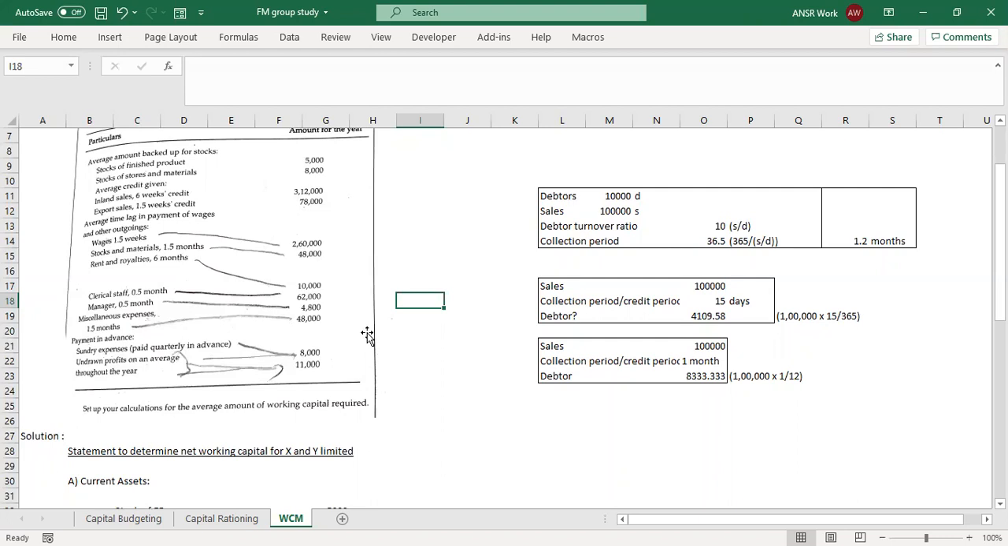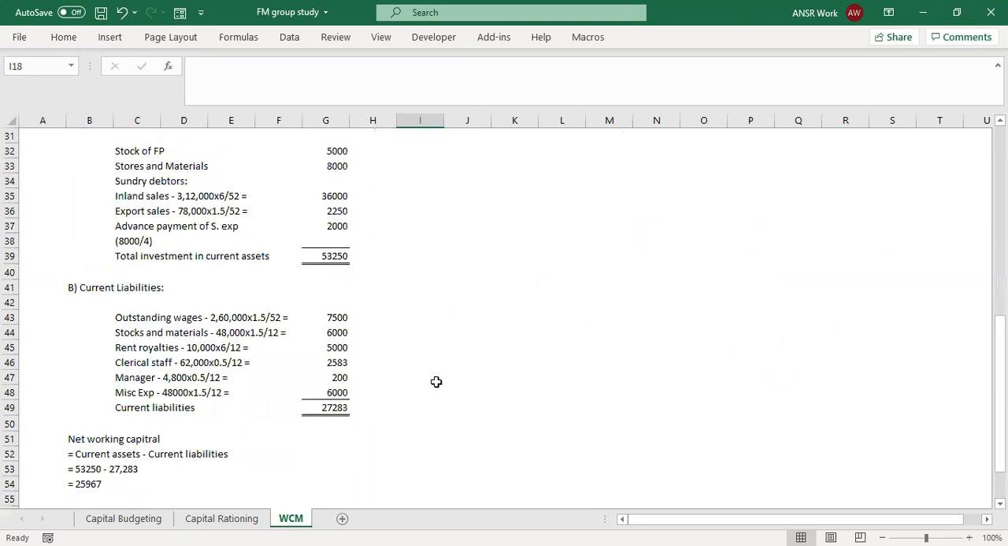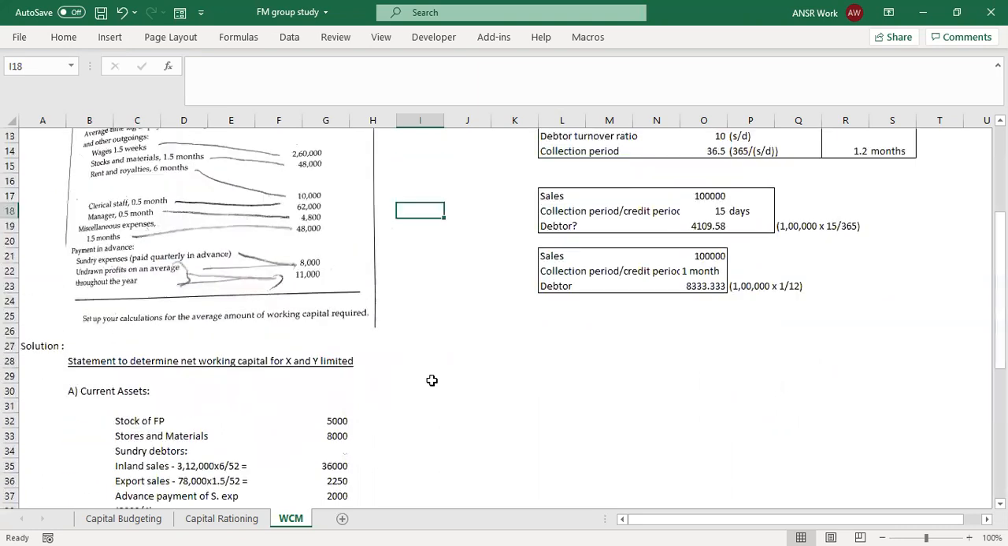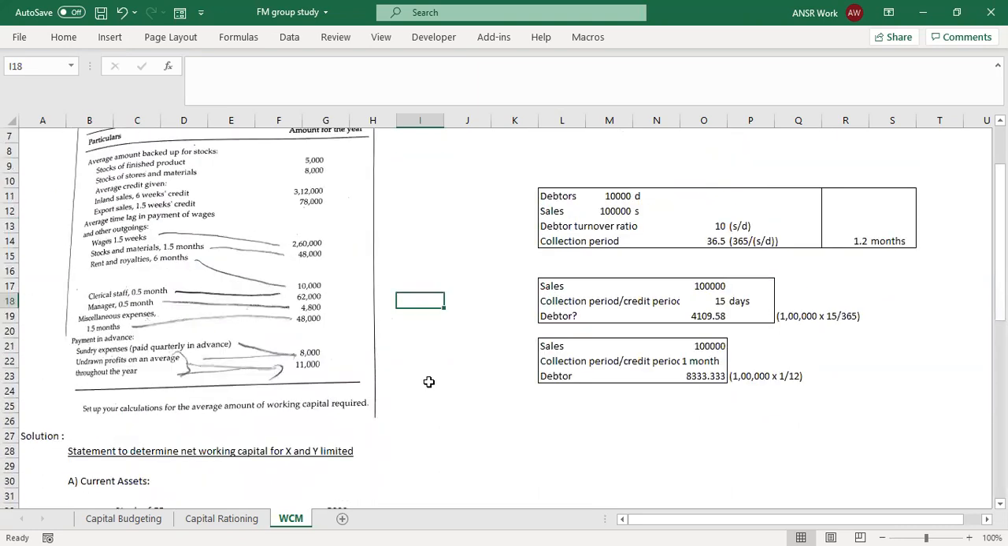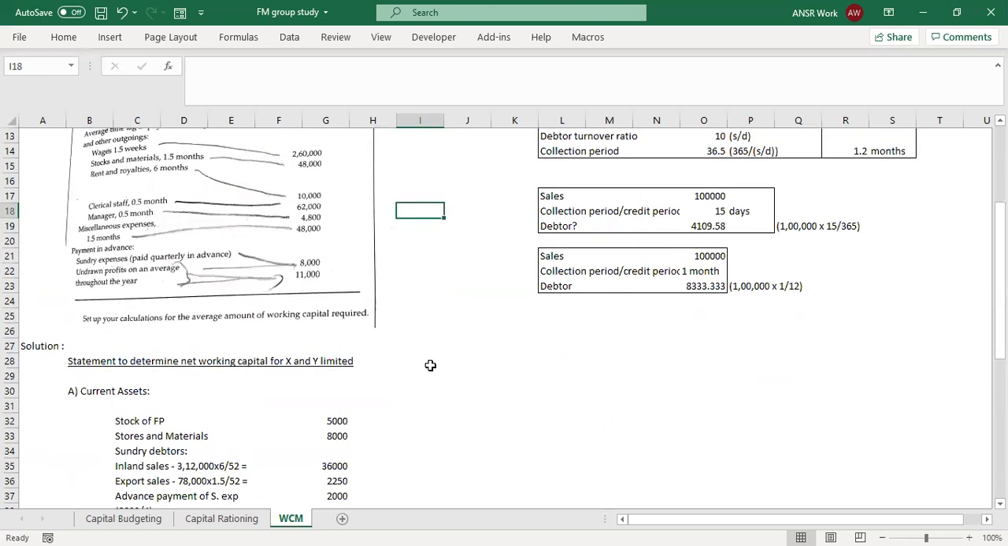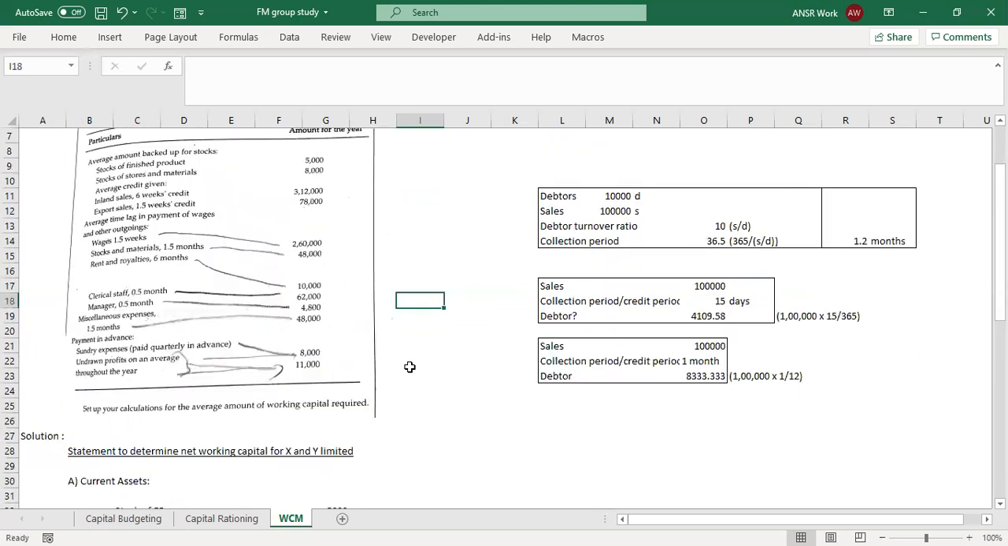For clerical staff, you calculated how much? 2583. 2583 is absolutely correct. And manager? 200. Yes. For clerical staff and manager, again, it comes under the outstanding expense part, or you can say outstanding salary. Again, all current liabilities only. Now coming to miscellaneous expense. 6,000 is the correct answer. Got it, everybody? Awesome.